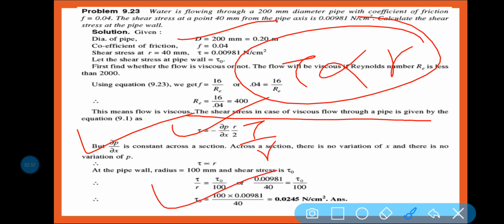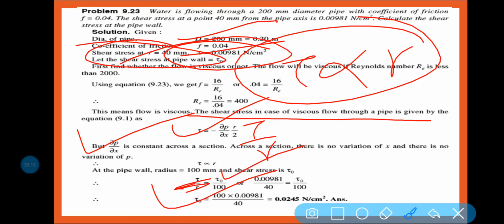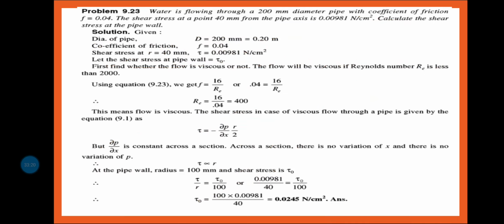Here you can see tau naught you can find out as 0.02245, because tau is given. At a radius small r, this tau is given, tau naught you need to find out, and capital R is equal to 100. So ultimately 0.0245 Newton per centimeter square is the correct answer. This is tau naught. Okay, so I hope it is clear.